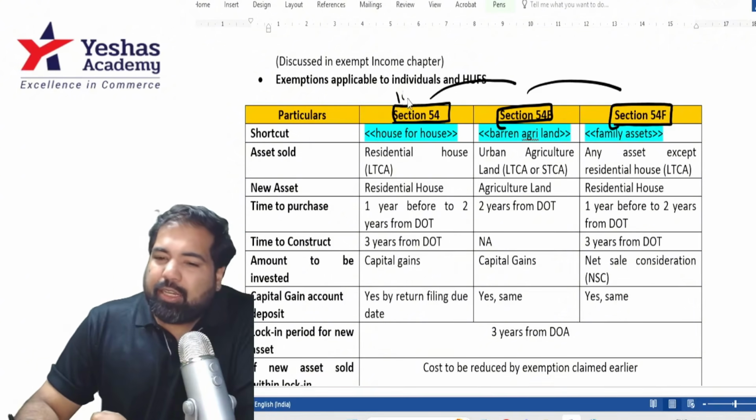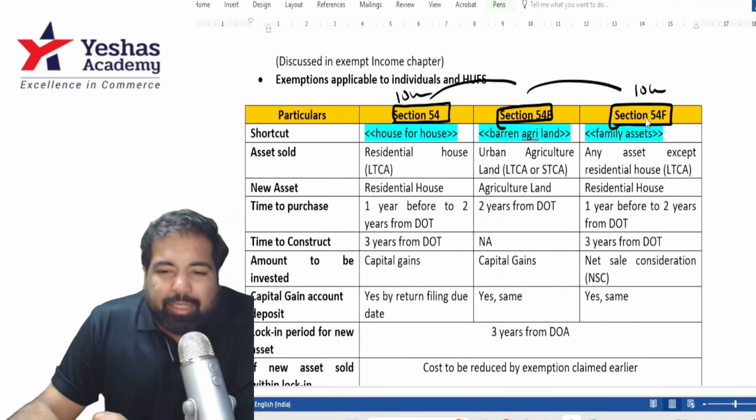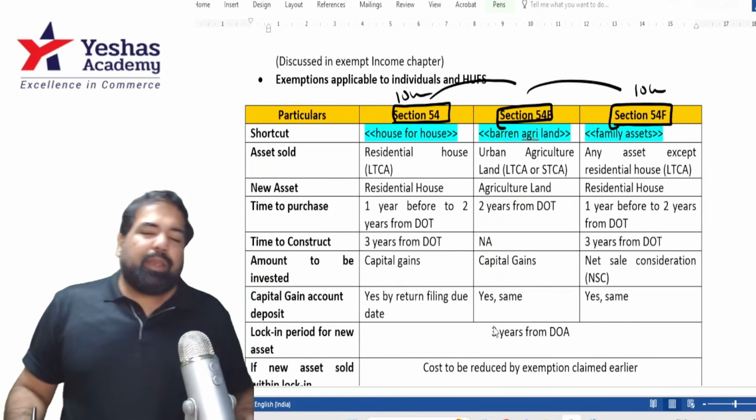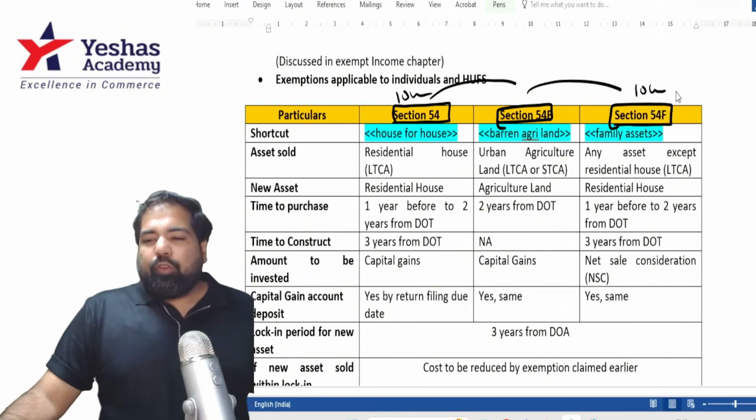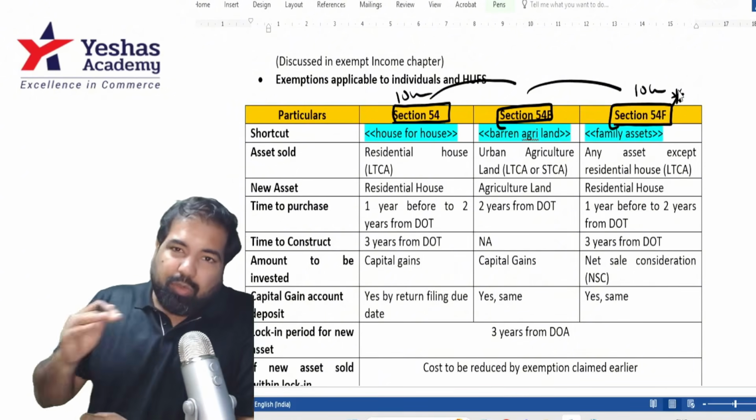Guys, here and here there is a limit of maximum 10 crore rupees. So this is something that you have to keep in mind. That means I can buy the new house for 12 crore, but the exemption will only be up to 10 crore rupees. And in 54F, we don't have to invest the capital gain, we have to invest the net sale consideration. What is the difference?